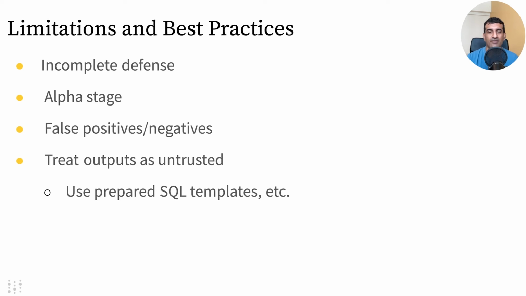And lastly, something which I think you should follow, regardless of whether you're using Rebuff or not: please always take the output from an LLM as untrusted. So in the example of the SQL query generator, you want to use things like prepared SQL templates and do some other really basic things, like, for instance, don't allow update, insert, or delete on your database as much as possible, right? Because the scope of things that the LLM can do is very, very high. So you really want to make sure you're doing at least the most basic protections possible.